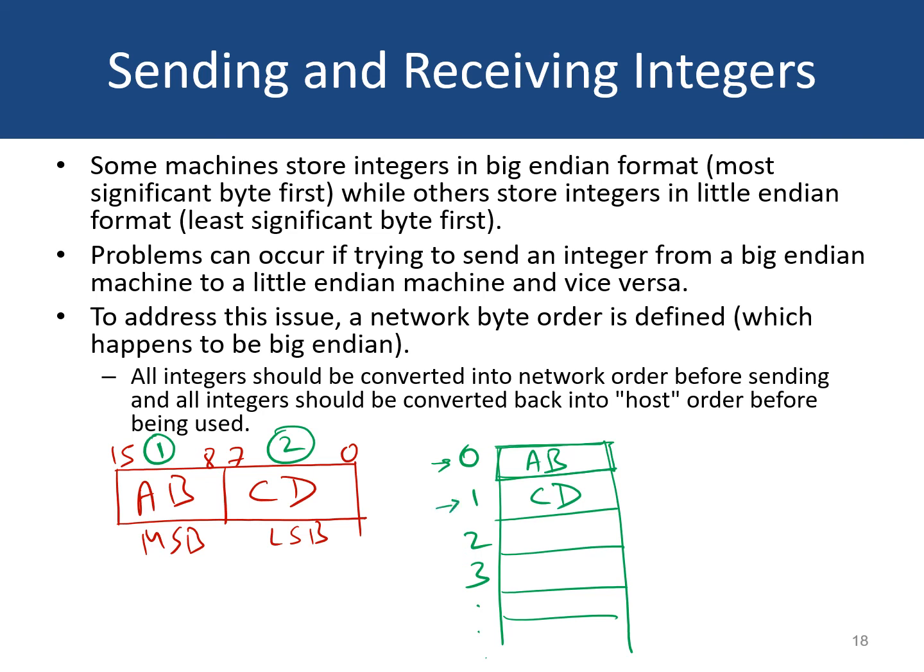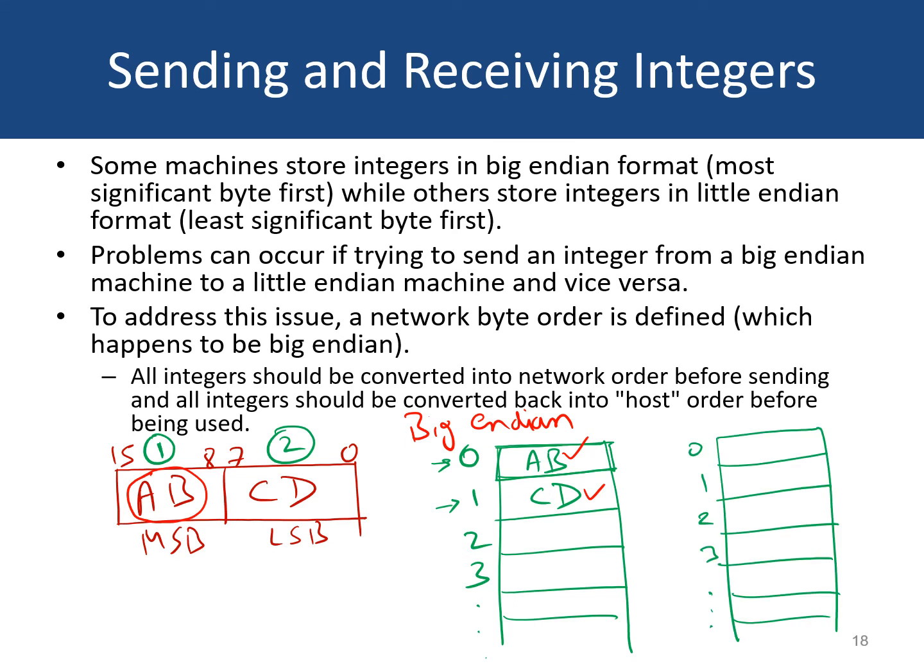In other words, we first store the big end, the most significant end of this integer in the memory followed by the smaller end. If we do this, this is known as the big endian order of storing integers, because we are first storing the most significant byte in the memory.